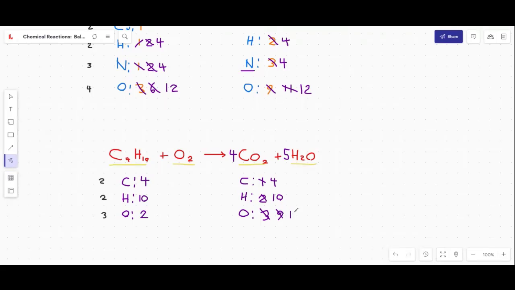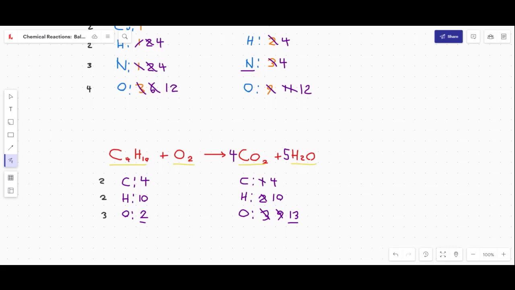13. Now it's a little bit awkward because I have an odd number, 13, that I'm trying to balance with an even number, 2. Carbon and hydrogen are already balanced. So what do I have to do to balance the oxygen at this point? I think the first thing I would do is bump up the 5 to a 6.